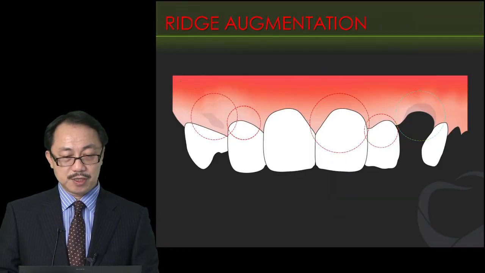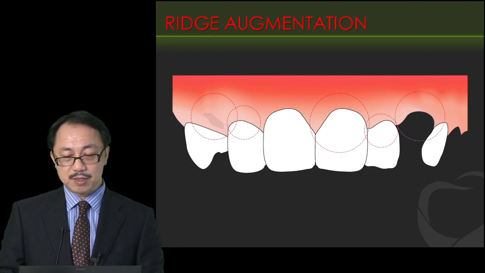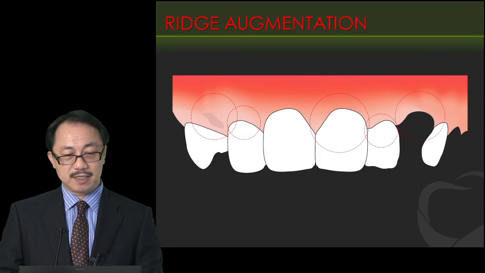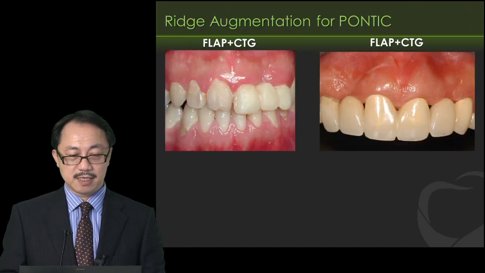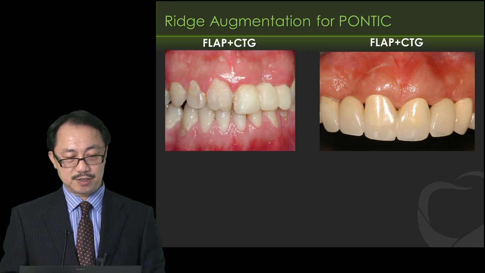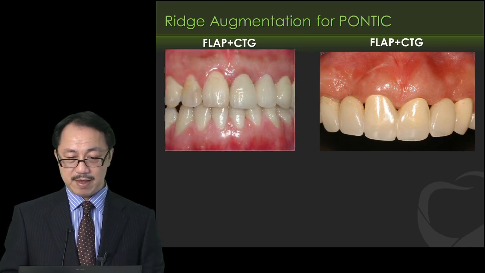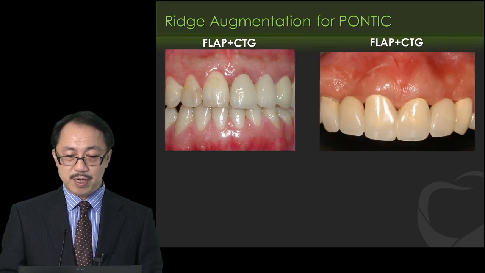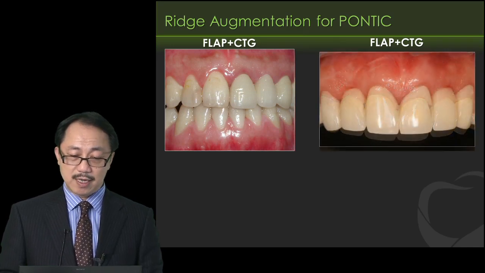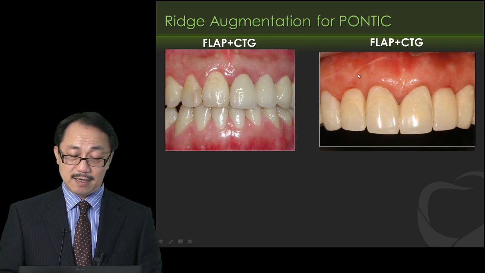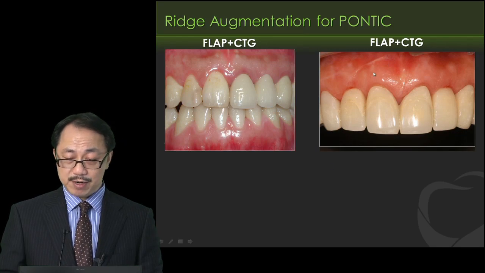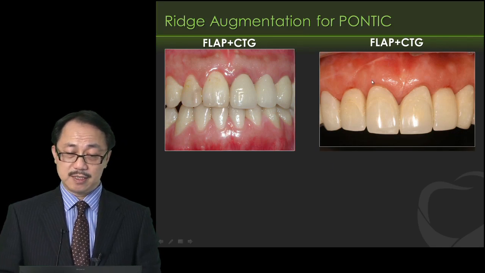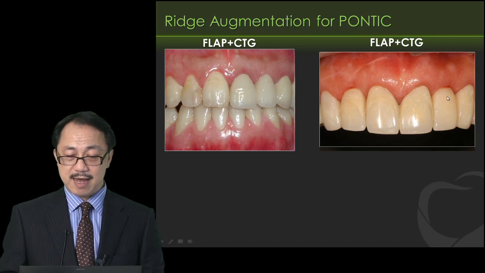A ridge augmentation can oftentimes be achieved by soft tissue grafting. Now, for pontic, during the crown lengthening procedures, we can place a graft underneath the flap. In this instance, we used for number 7 a graft from the retromolar area, and for number 10 from the palate.